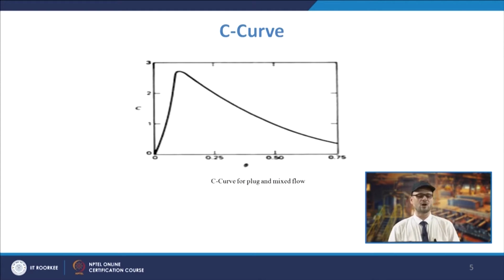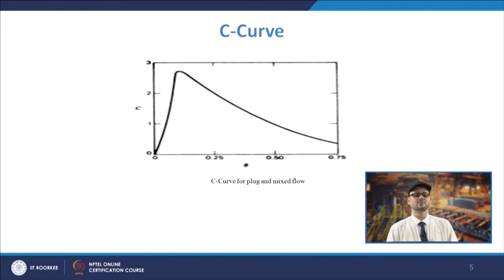Now, this is how the C curve looks for the plug and mixed flow. It starts appearing from here, and then it reaches a peak value, and then it starts decreasing. If you increase this dimensionless time axis to a larger value, slowly it will approach 0.